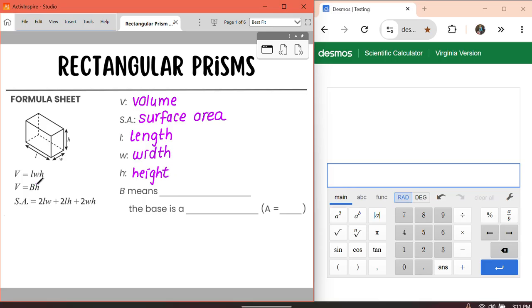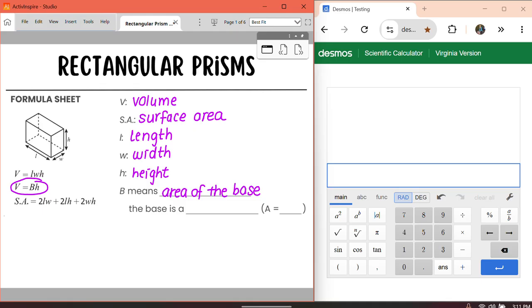Now, this middle formula, V equals big B H, is a formula that was just recently added, and the capital letter B means area of the base. And this becomes really important when we talk about pyramids, which I think is why they probably added it to our formula sheet in case you wanted to use it, because it's basically the same for every 3D shape. We just don't use it a ton for rectangular prisms.